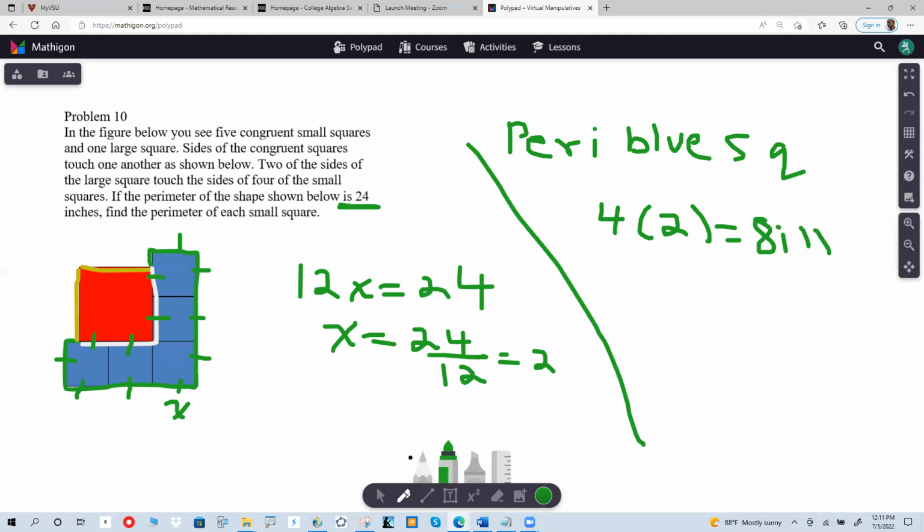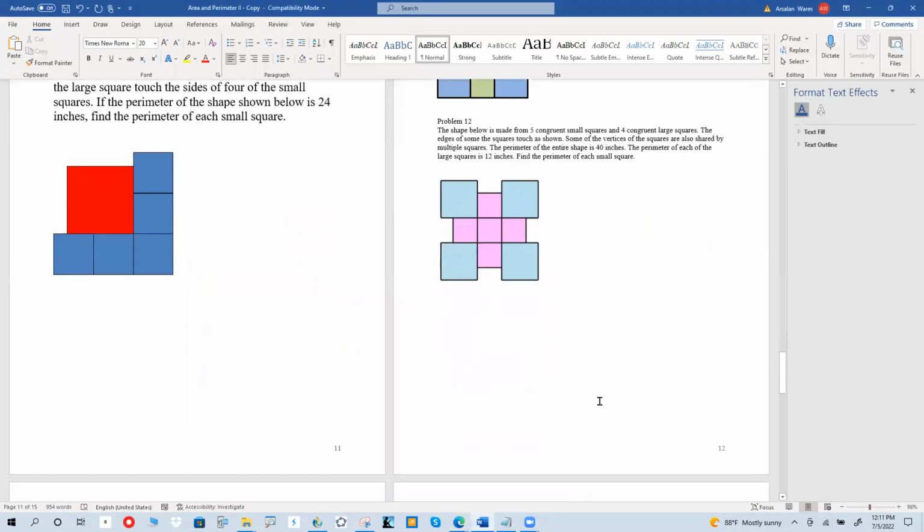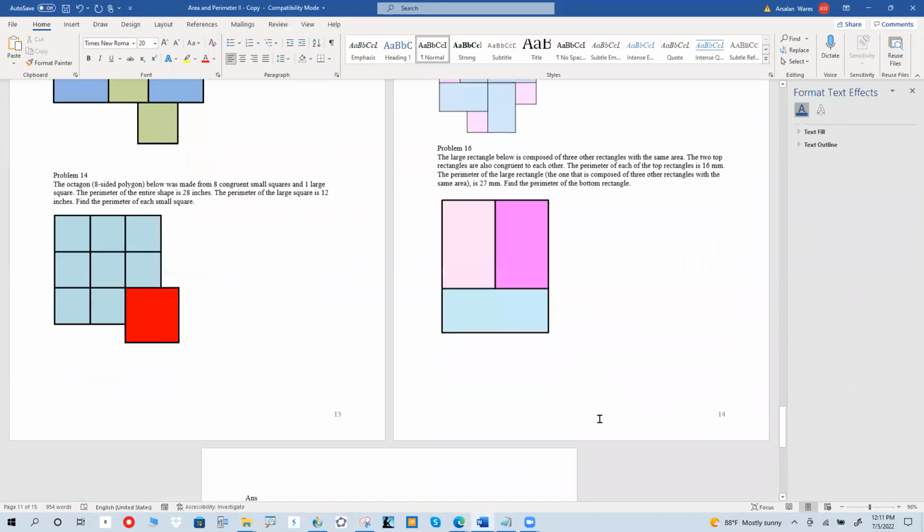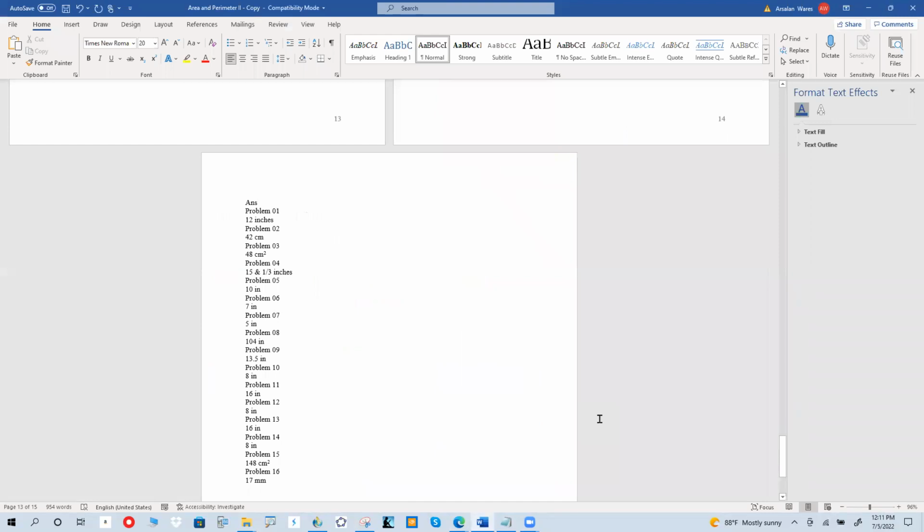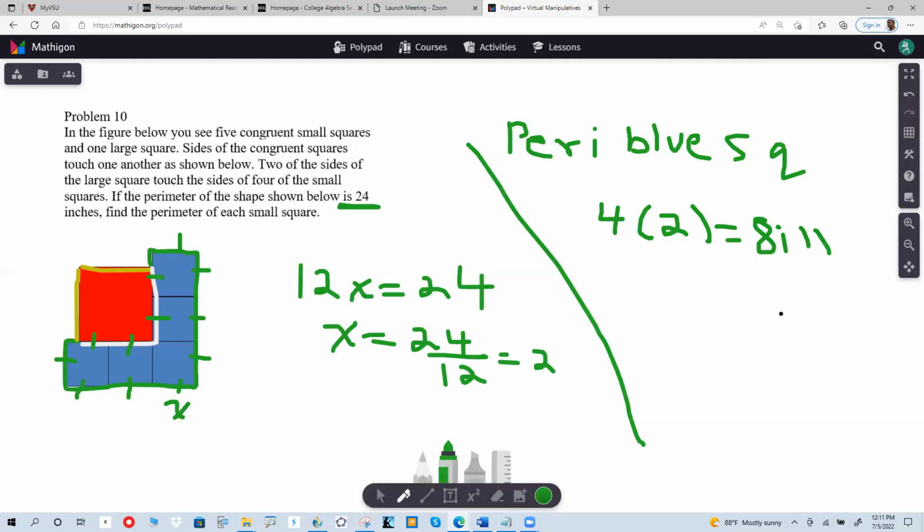I'm going to quickly check my answer, okay? Number 10. 8, not bad, not bad. 8 inches. I'm going to write inches properly. My N doesn't look very nice.